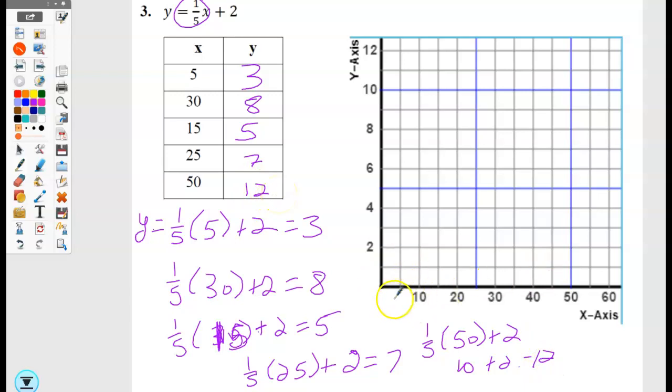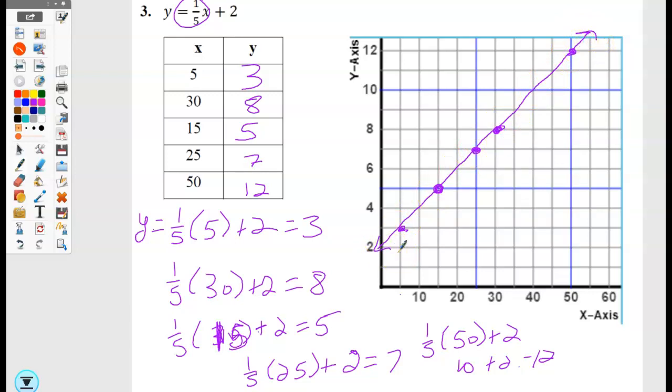So notice on the bottom here, we're counting by 5s. So this first line is 5. We're going to go up to 3, and we're going to put a dot. Over to 30, and go up to 8, and put a dot. Go over to 15, and up to 5, and put a dot. Over to 25, up to 7, and put a dot. Over to 50, and up to 12, and put a dot. And then we're going to connect those lines. And there's our graph for that equation.